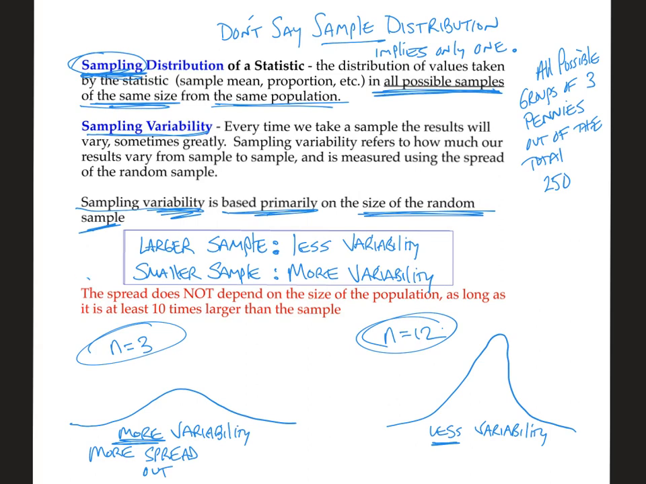The spread, right here in red, does not depend on the size of the population. It depends on the size of the sample. There's a little bit of a catch: as long as the population is at least 10 times larger than the sample. So as long as the population is more than 10 times your sample size. We'll get into that more later, but it'll be a condition we'll have to check in order to do some things later.